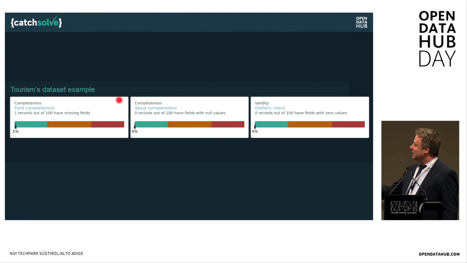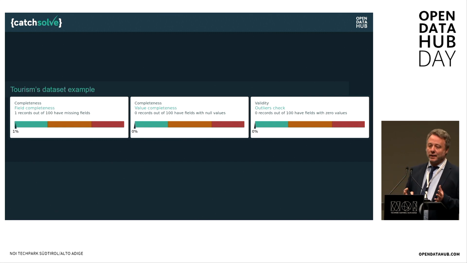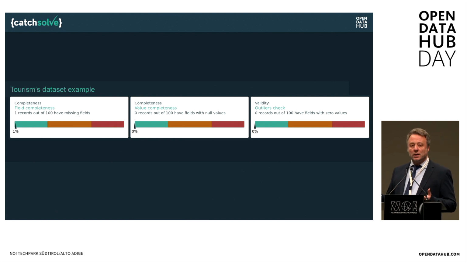The second one is value completeness. So, okay, now the structure of the data set is complete, but now check the values. For example, whether all required values are there, or are missing or have a null value. We will report this. In this case, this is test data, so please do not check this as real data. In this case, for example, all was okay.